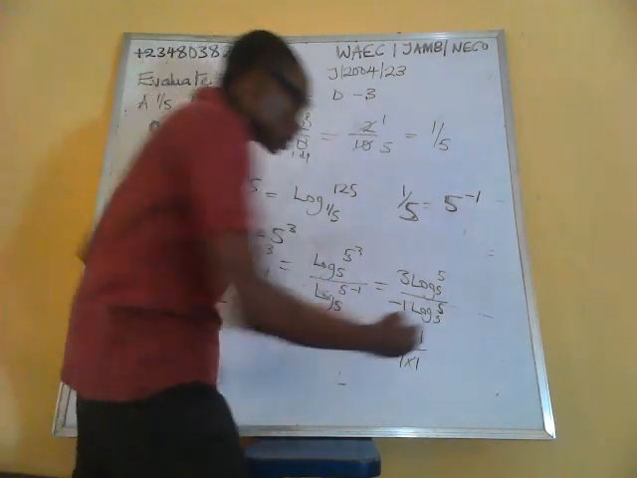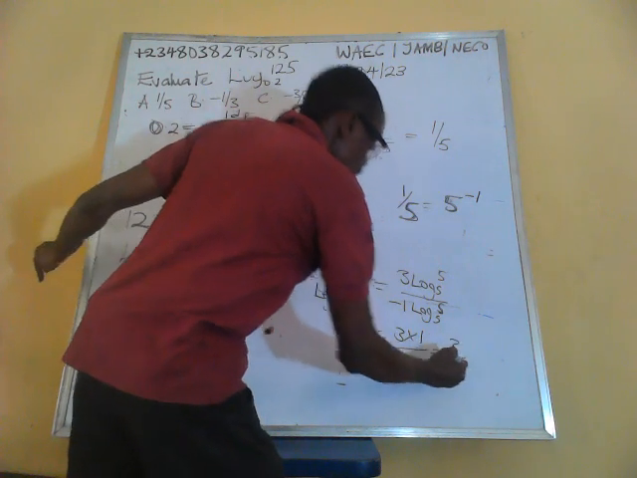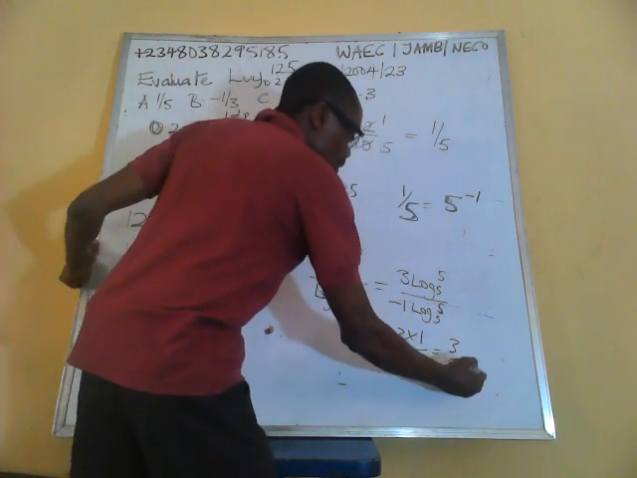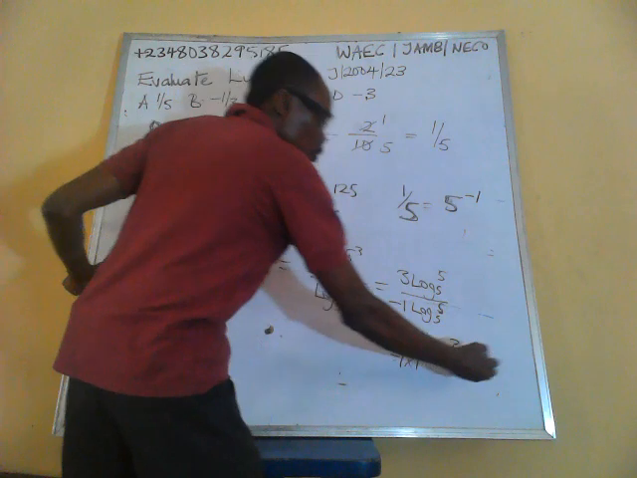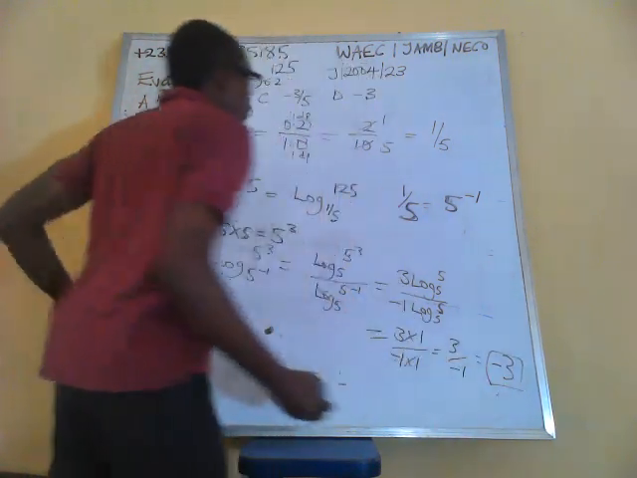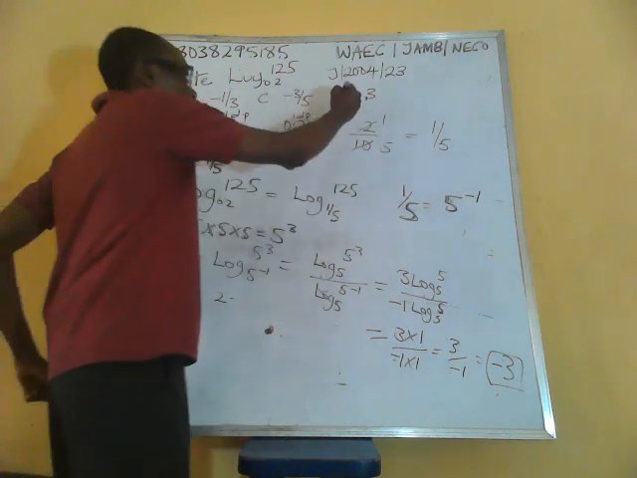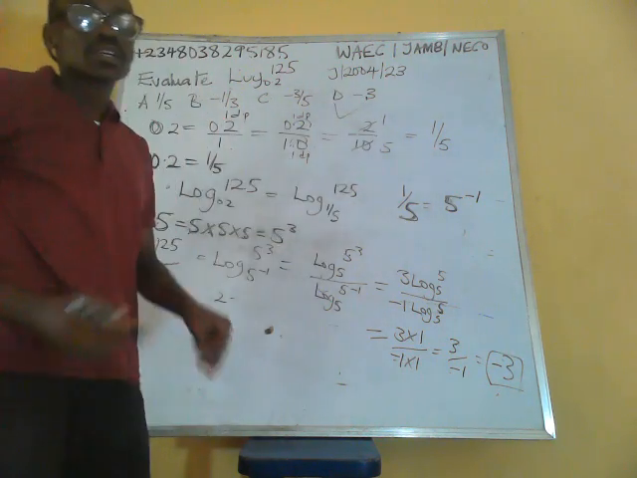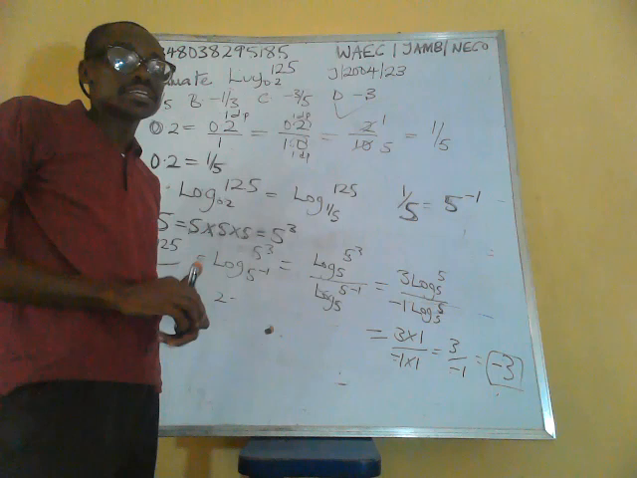3 times 1 is what? 3. Minus 1 times 1, minus 1. So at the end of the day, 3 divided by minus 1 is minus 3. So our final answer is minus 3. So our answer here is D. So the final answer there is what?